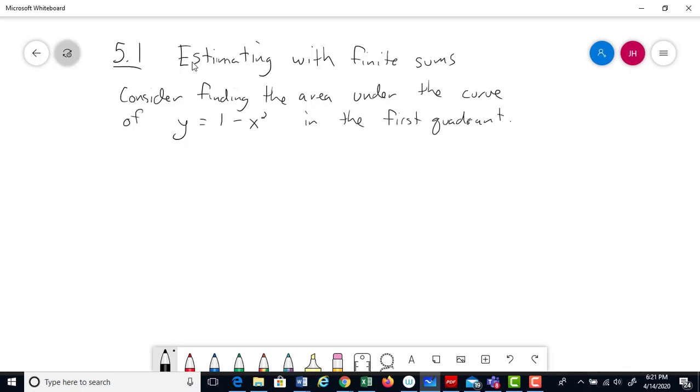Alright, so what we're really looking at is we know that we have our function right here, and we know that 1 minus x squared is a parabola. It's got a vertex of 0, 1 because it's shifted up 1, and also it's flipped over the x-axis. So we have a parabola that looks like this.